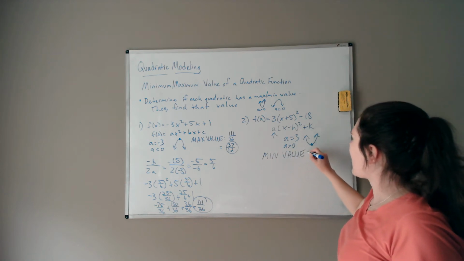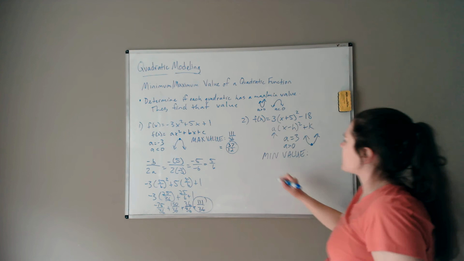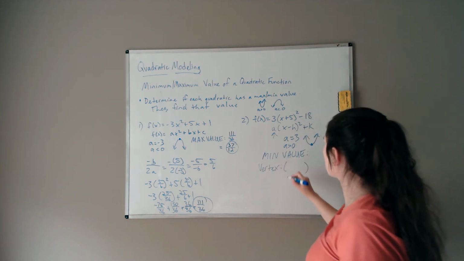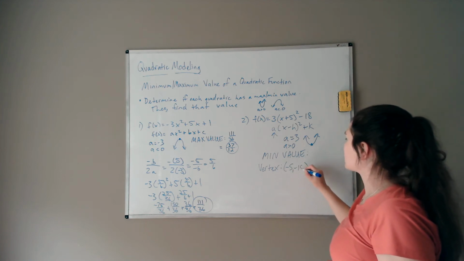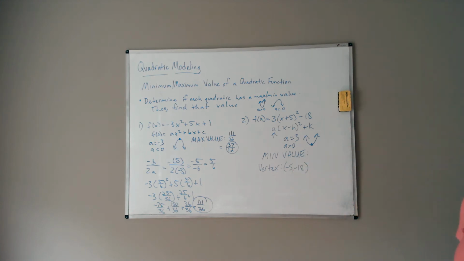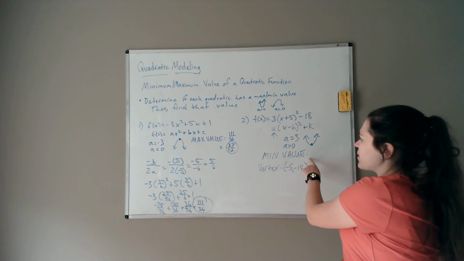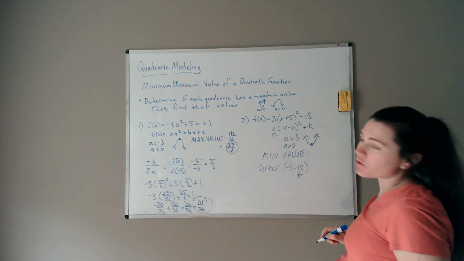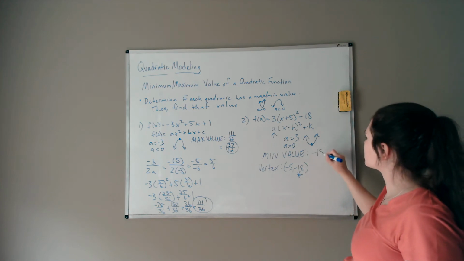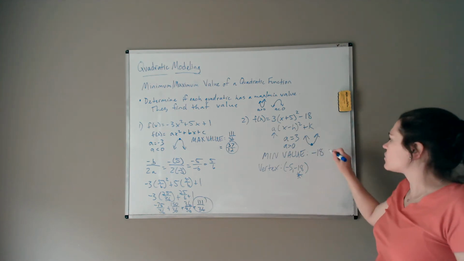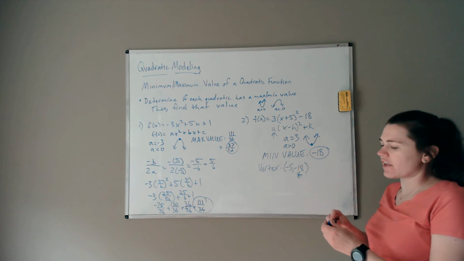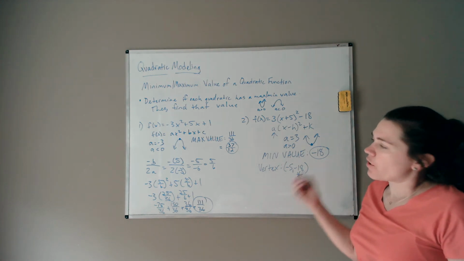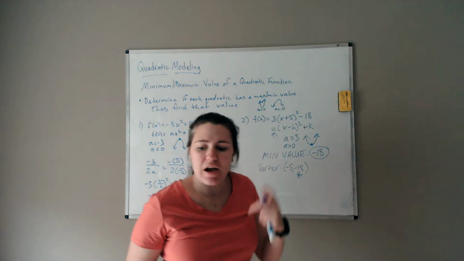If you have vertex form, you already know what the vertex is. The vertex here is negative 5, comma, negative 18. So what is the minimum value? The minimum value occurs when x is negative 5, but the minimum value is the y-coordinate of the vertex, which in this case is negative 18. Just know how to get to the y-coordinate of the vertex no matter what form you're in, and know whether your quadratic function has a max or min.